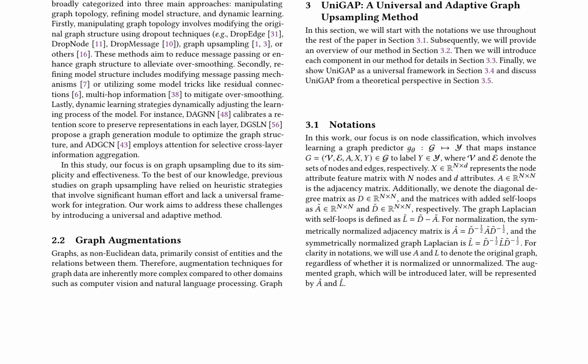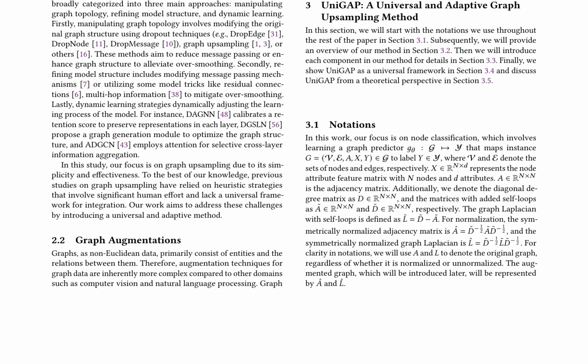Graph augmentations aim to enhance model generalization, improve performance, and mitigate oversmoothing. These augmentations are categorized into three main types: node-level, edge-level, and graph-level augmentations. Unlike previous studies, the authors aim to develop a universal framework capable of integrating existing graph augmentations, particularly focusing on graph upsampling, which is designed to be adaptive and optimized without requiring extensive human intervention.